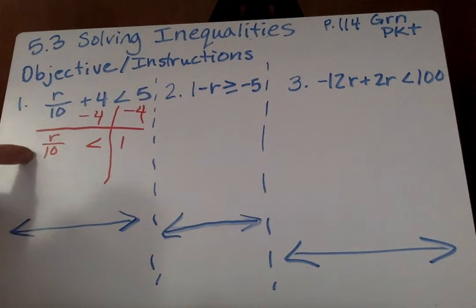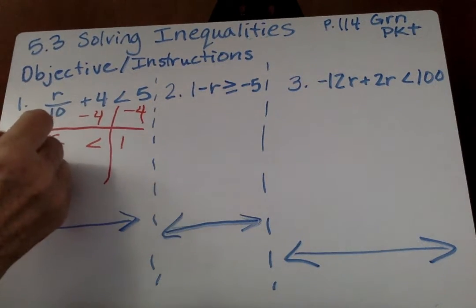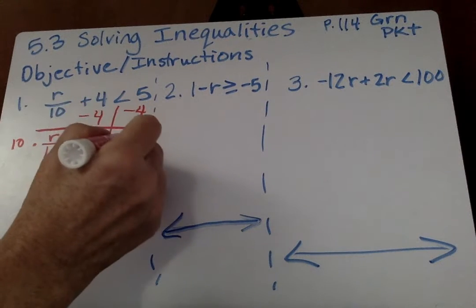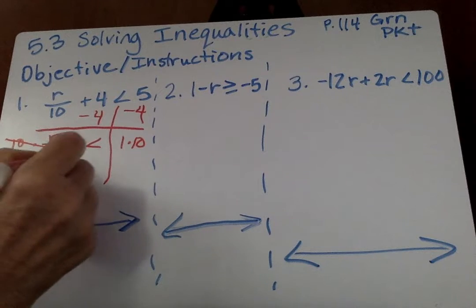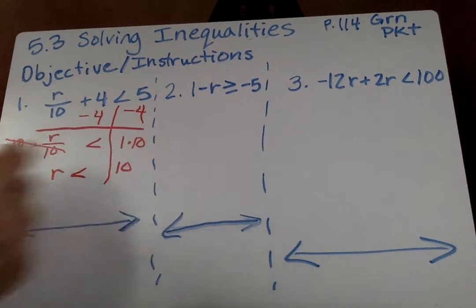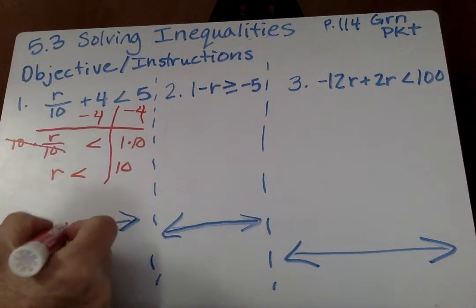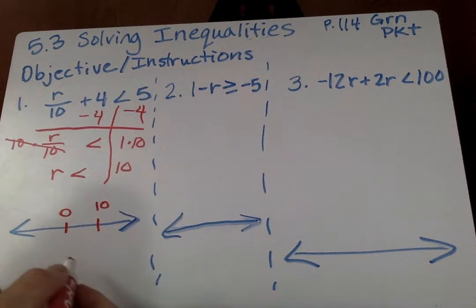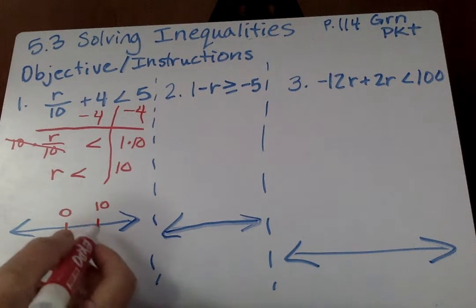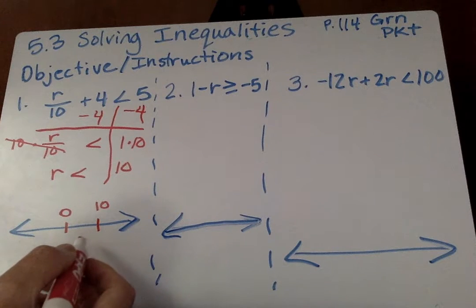Now it's r divided by 10. If I do the inverse operation, I multiply by 10. R is less than 10. So you could put 0 there, then put 10. Then there's two questions you need to answer. Is it an open or closed dot?